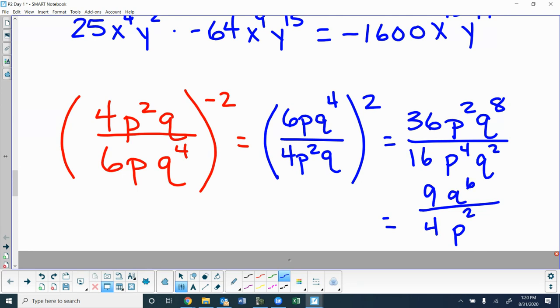Now we've finished it. Those two examples make sense to you? Little practice. We're going to do a few problems like that tonight.